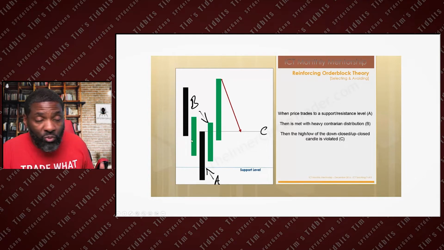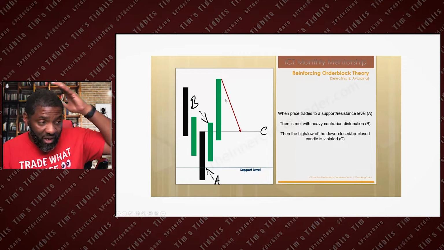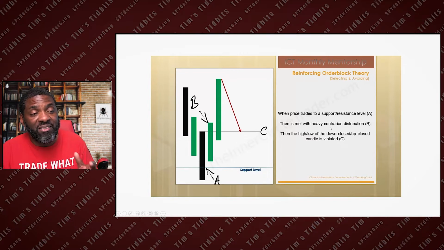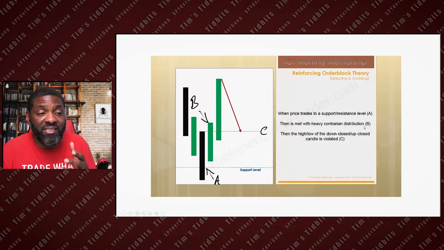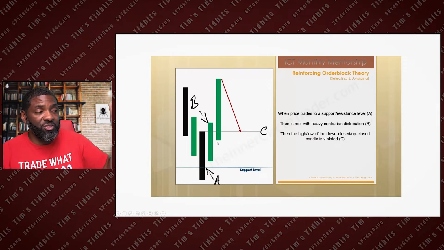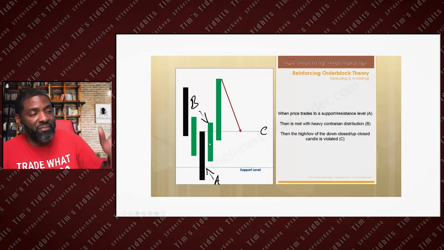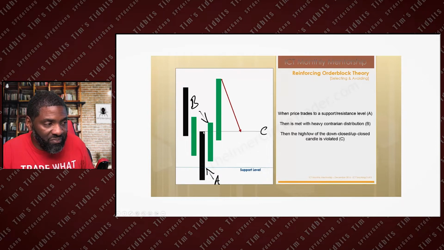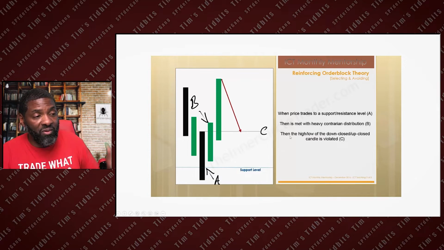It doesn't have to go through. It can come close to it. It can go through it. It doesn't matter. The next candle can even trade through it. But once we get that violent reaction off of it, then it's met with heavy contrarian distribution, B. This is the heavy contrarian distribution, meaning we were doing sell side coming down, and then we got heavy buy side up, and we broke the opening of this down close candle and thrust it up.